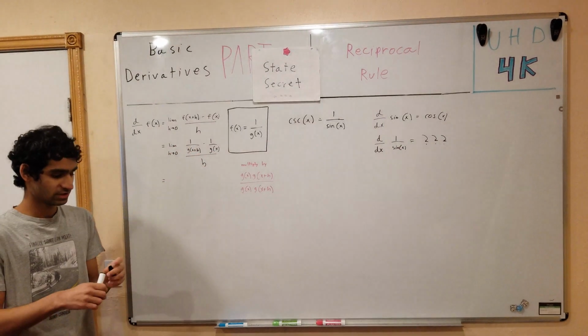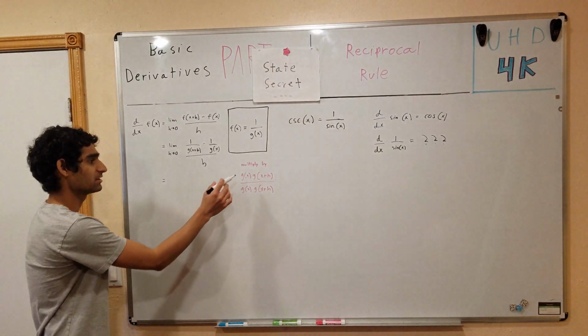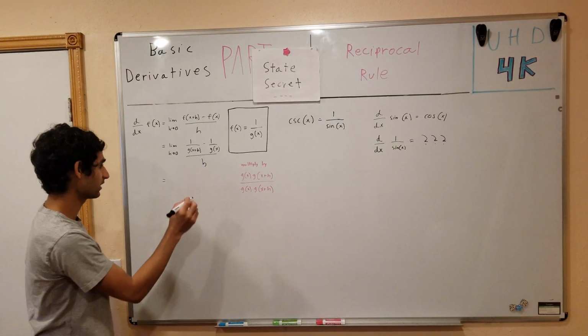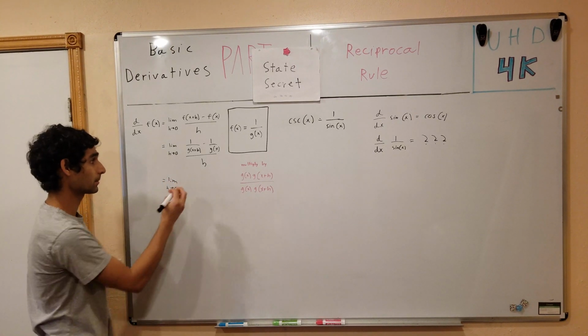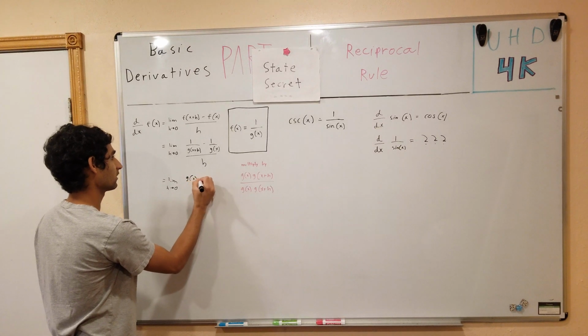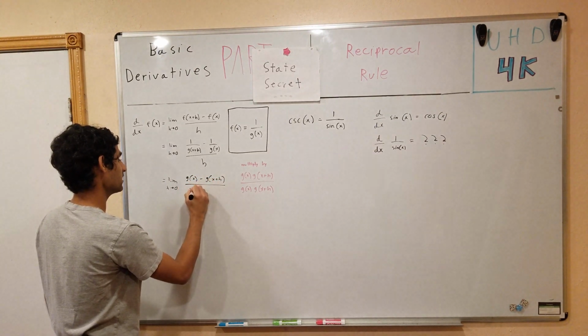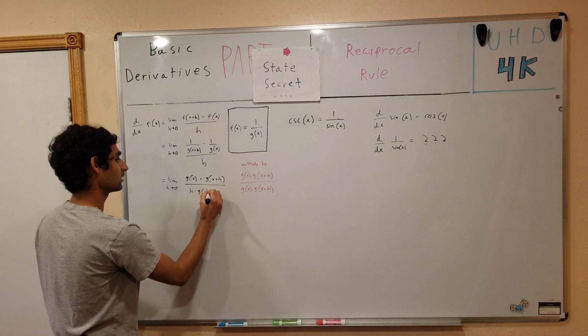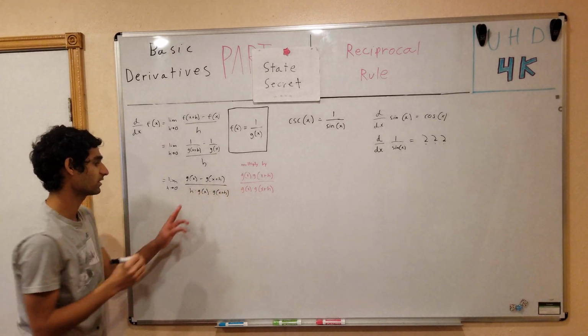And for the first step in our procedure, I'm going to multiply both the numerator and the denominator by g of x times g of x plus h. So let's go ahead and do that arithmetic. I end up getting g of x minus g of x plus h divided by h times g of x times g of x plus h. So this is what I've gotten so far.